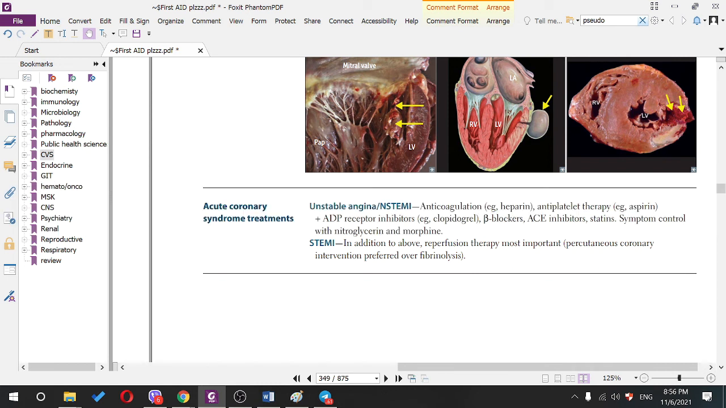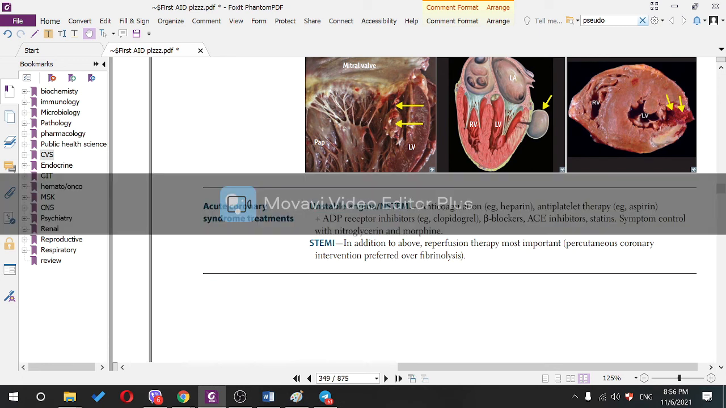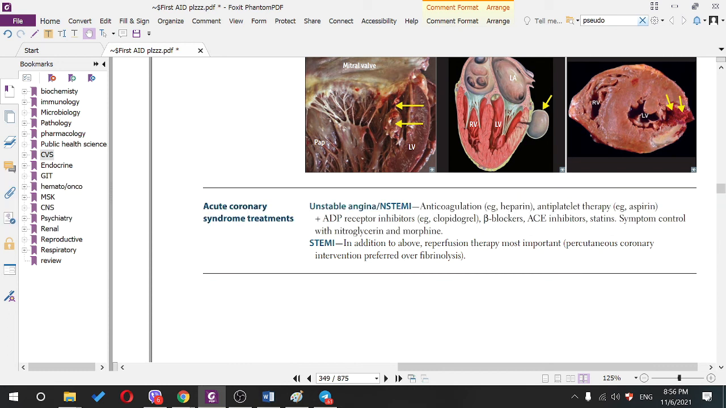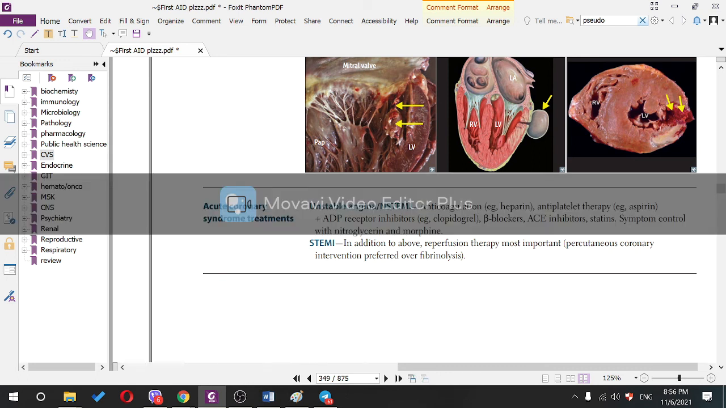On the other hand, STEMI, we give all of these, but you must do the reperfusion therapy. There are two ways to do reperfusion therapy. It's either chemical or mechanical. The mechanical one is percutaneous coronary intervention, which is basically you put a catheter inside of the patient's femoral artery or radial artery in his hand, and you push it all the way to the coronary artery in his chest. You are like, do you mean we push it like 2 meters inside of the patient? Exactly. Until we open his coronary artery inside of his chest.